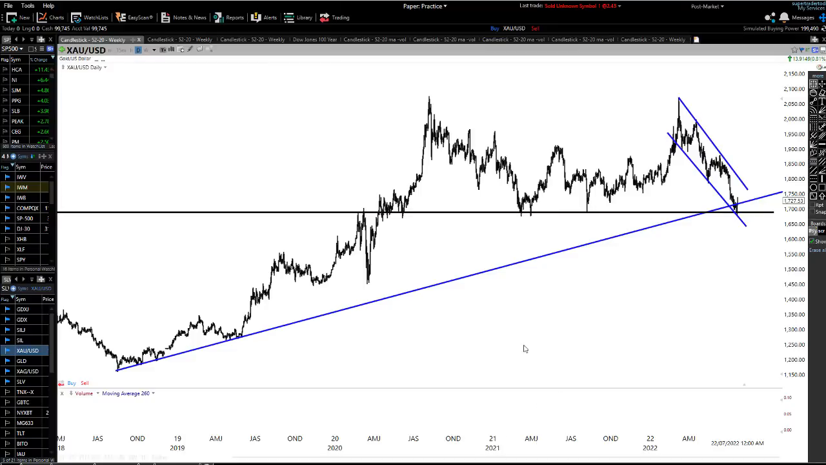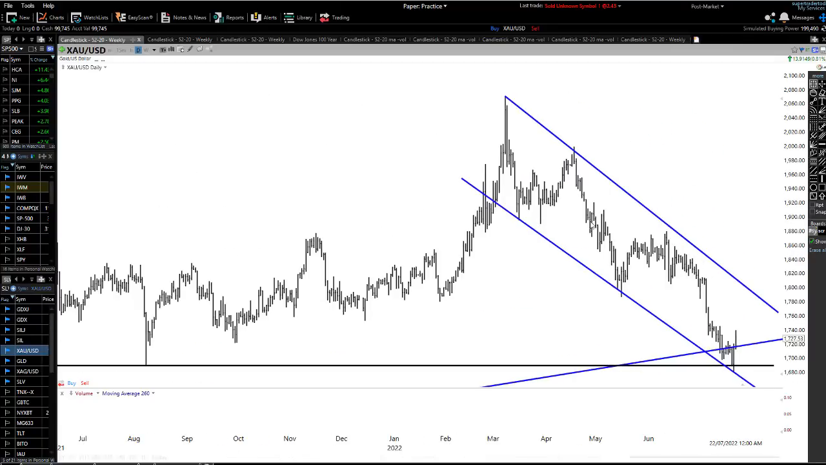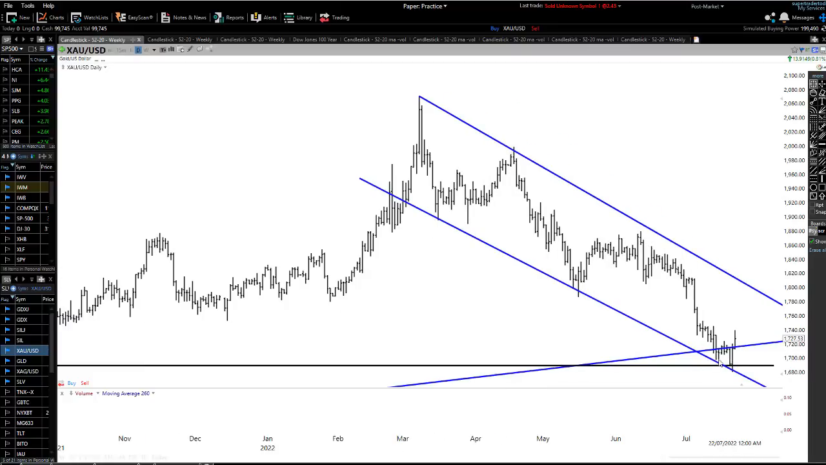Then we also have a lot of support through here, these support levels around that 1,700 level that happened last year. And we're actually at that level right now. Plus we've also got a bit of a supportive channel coming down through here. So we've got three levels of support, and so I wouldn't be too surprised to see a bit of a bounce in gold.